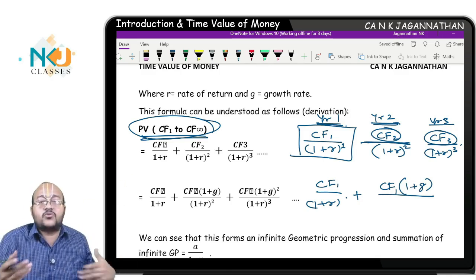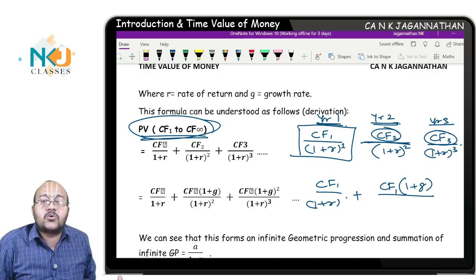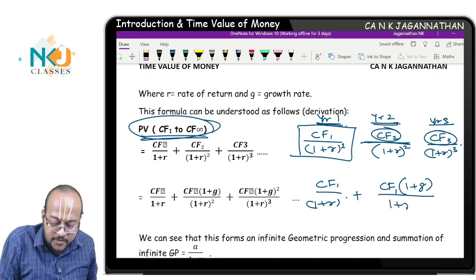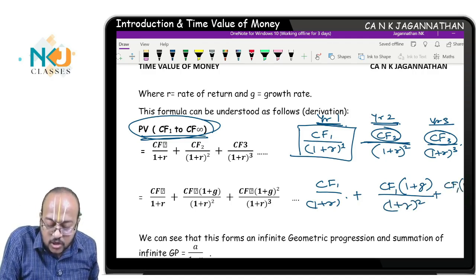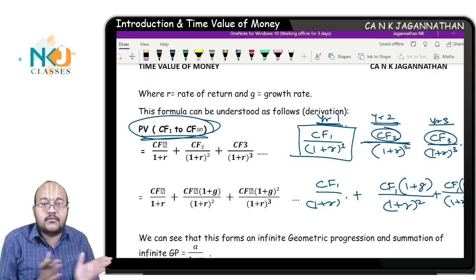For example, if you assume 5 percent as growth rate, what you will do? Cash flow 2 is nothing but cash flow 1 into 1 plus growth rate, 0.05. Correct? Cash flow 1 into 1.05 will give you cash flow 2. Denominator will be same, 1 plus r raised to the power 2, plus cash flow 3. Again, what is cash flow 3? Cash flow 1 into 1 plus g the whole square divided by 1 plus r the whole square. Agreed? Are you all listening? This I can collectively write now.